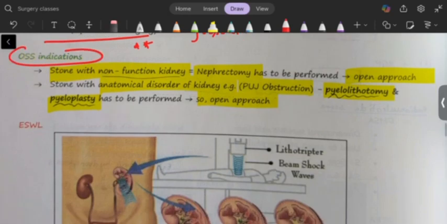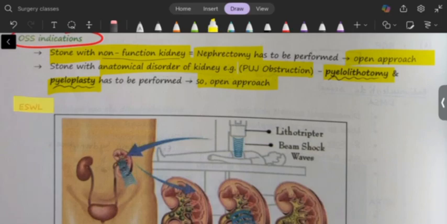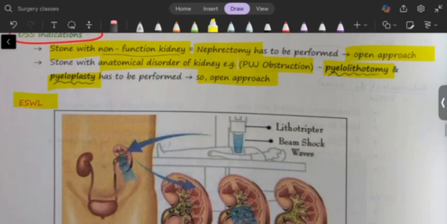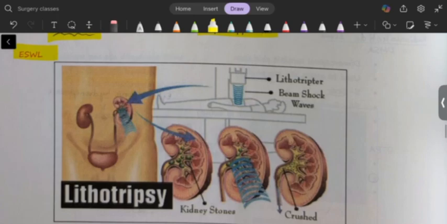Okay, now coming to the most commonly performed surgical procedure for treatment of renal stone, that is extracorporeal shock wave lithotripsy.